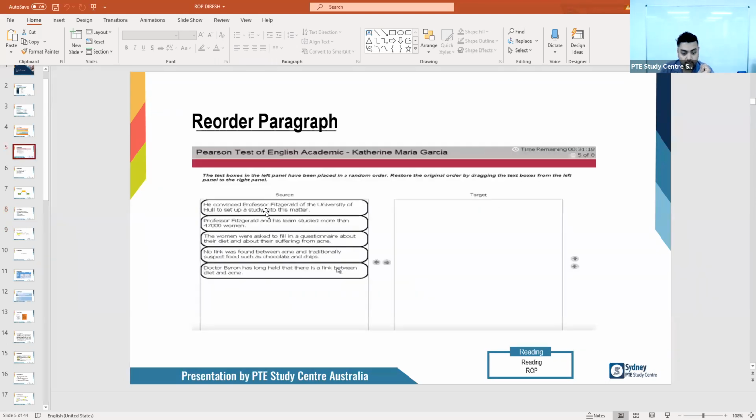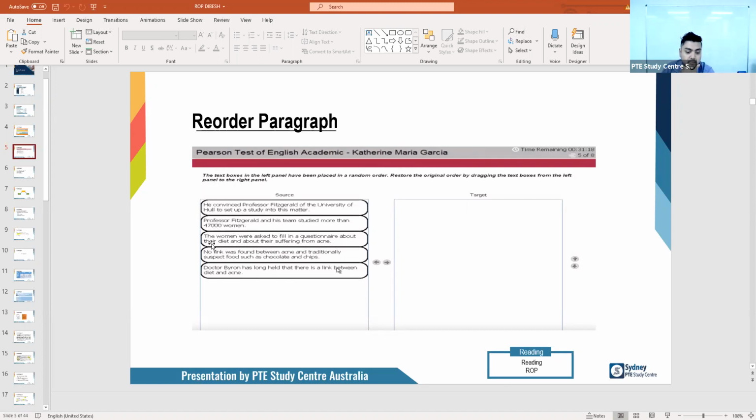So now let's do this one. Let's find out the independent sentence from here. Can we do this? No. So let's use the method of elimination, the one that I've just explained. Okay, I'm going to quickly read this. He convinced Professor Fitzgerald. No, it's starting with he. No. Okay. No, I can't put this. Professor Fitzgerald and his team. Yeah, starting with the name. Yeah, this might be. Yeah, I'll keep this in mind.